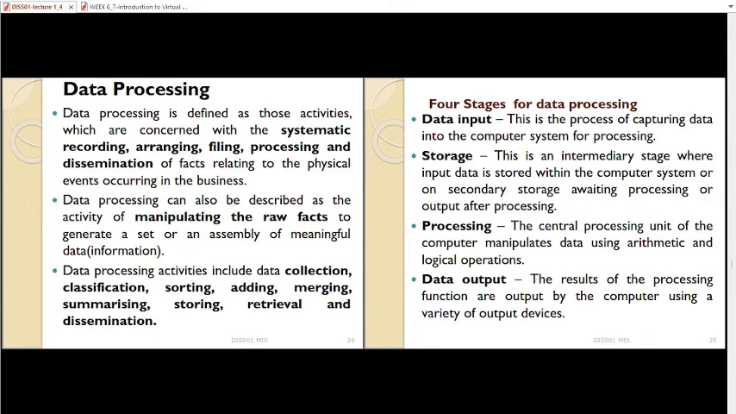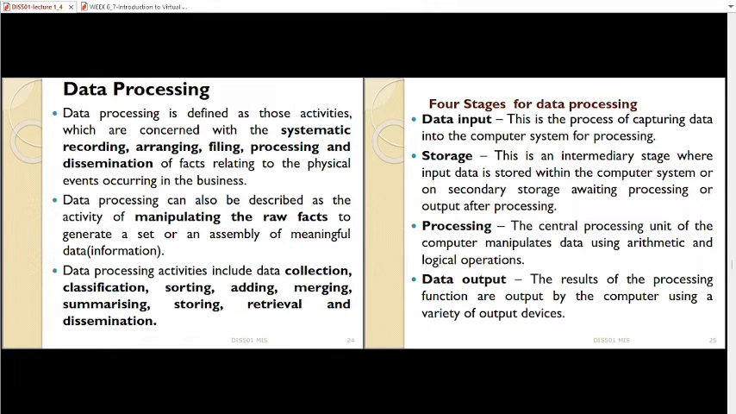So data processing is the process you have to take the raw facts through so that we can produce the end result, which is our reports, and these reports are basically our information. We have 4 stages of data processing: data input, storage, processing, and then data output. So sometimes you collect, you store, and then you process, and you perform data output.